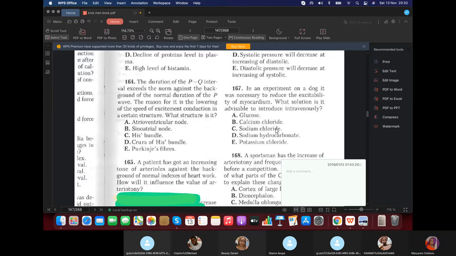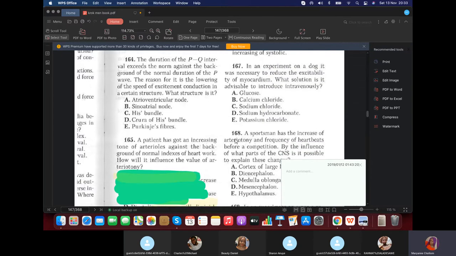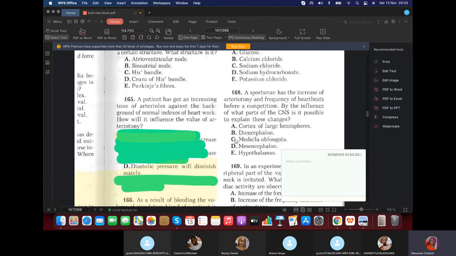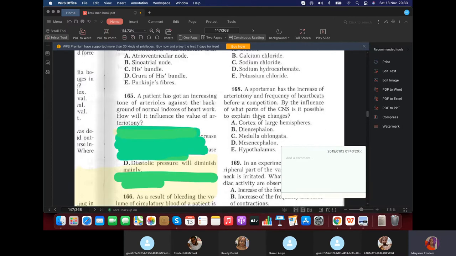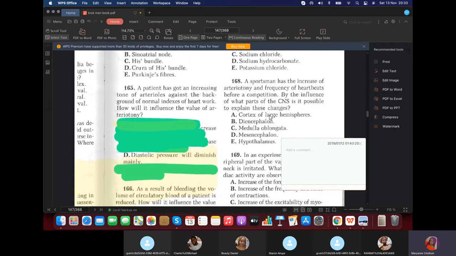Of course, 167. Yes, potassium chloride. You want to reduce the excitability, so it's hyperpolarization. So you have to infuse potassium chloride. So if it was to increase the excitability, you have to infuse what? Sodium chloride. So to reduce the excitability, potassium chloride.